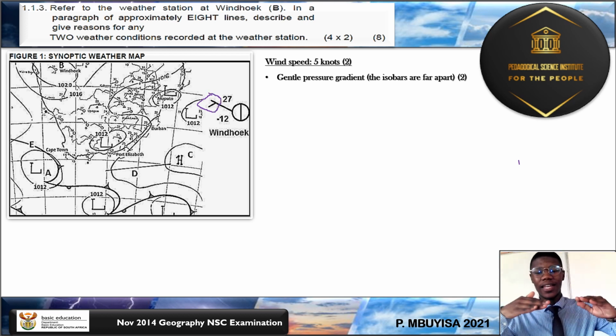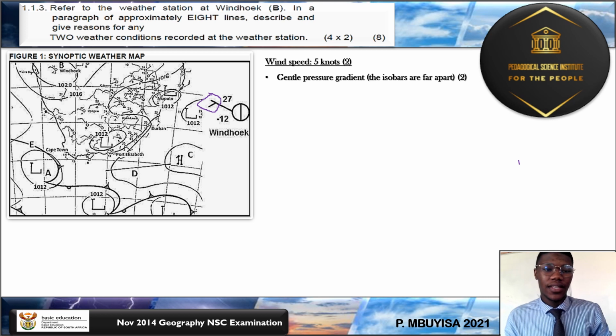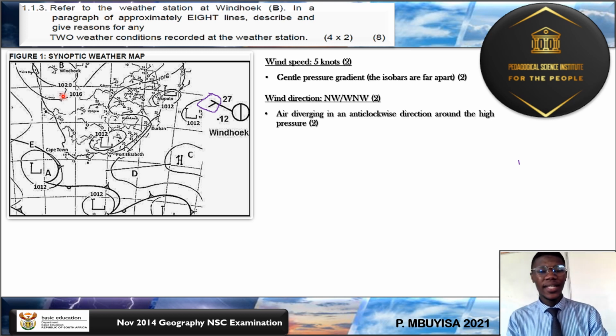Remember this feather is coming from the center. We don't have the longer one, so that is 5 knots. And what's the reason for that? We have a gentle pressure gradient. The isobars are further apart. So if you look at wind hook there, let me get a laser. Wind hook there, the isobars are further apart. So the pressure gradient is very gentle.